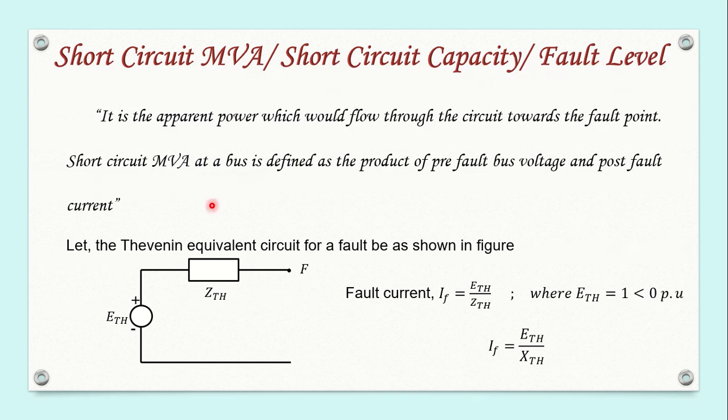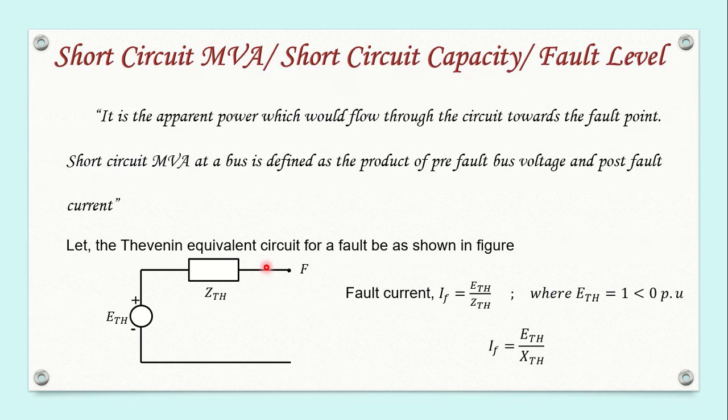Now consider the Thevenin equivalent circuit of a power system network. Let the Thevenin equivalent network obtained after solving a power system network be like this. We have said that after drawing the reactance diagram, we will reduce it with respect to the fault point, and we will calculate the Thevenin equivalent reactance as seen from the fault point. Suppose this is the fault point on a power system network and this is the equivalent Thevenin network. We have a Thevenin equivalent impedance ZTH and a Thevenin equivalent voltage ETH.